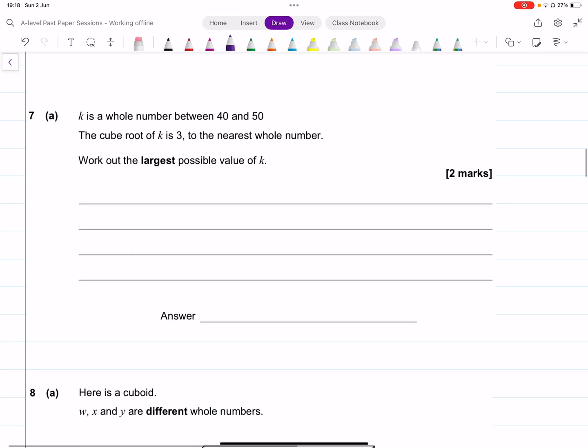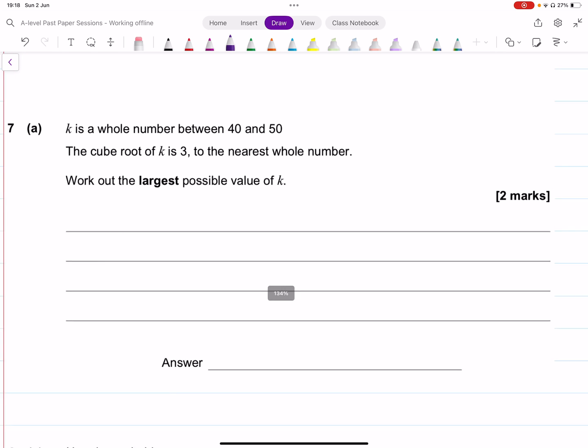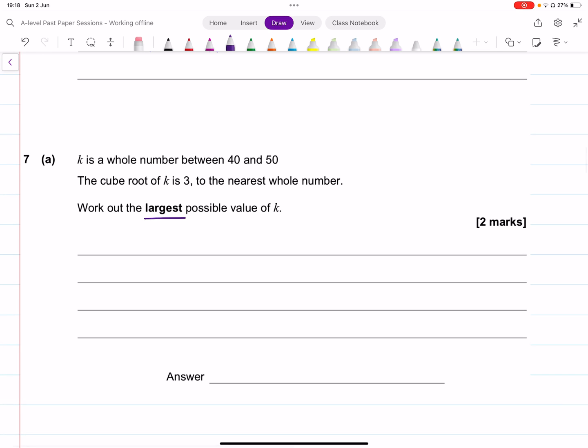All right, question number 7, it says k is a whole number between 40 and 50. The cube root of k is 3 to the nearest whole number. Work out the largest possible value of k. Now, how do we think about this? K is a whole number between 40 and 50, so it could be anywhere between 40 and 50. Whole number means it's an integer. Cube root of k is 3, to the nearest whole number. Okay, work out the largest possible value of k.